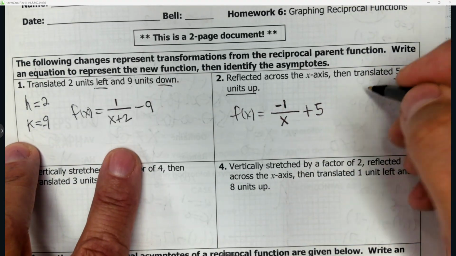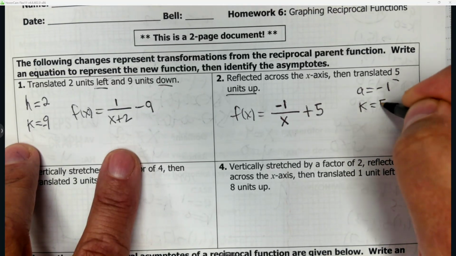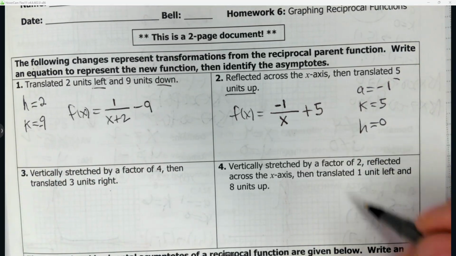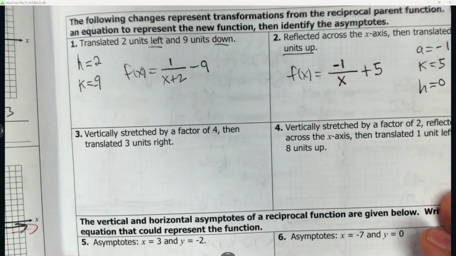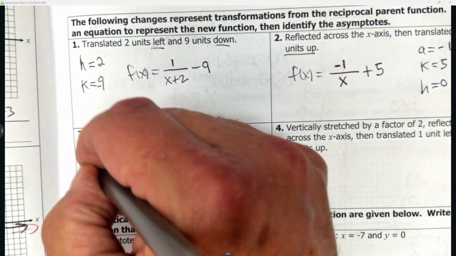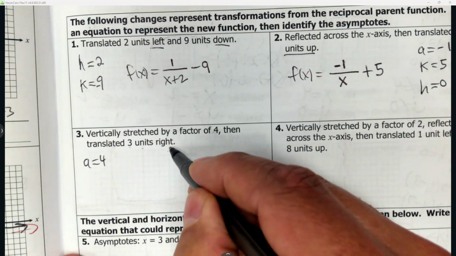That's the last number. So if you like, a is negative 1 and k is 5, and h is 0 because it's not going left or right at all. Number 3, it's vertically stretched by 4. That's what a equals. Translated 3 units to the right.